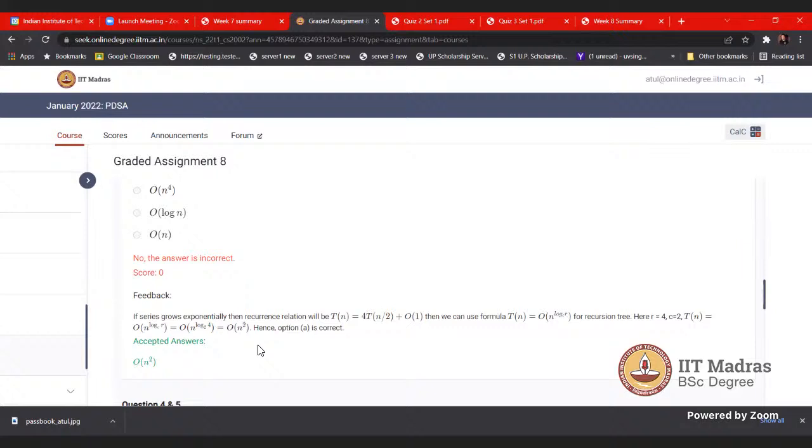So use this formula. Whether the problem size increases or remains equal, we can use two different types of formula.